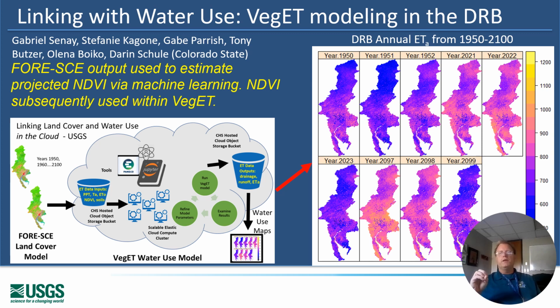And that all drives suitability. So water use, water availability, climate, and land use, closing the loop among all of those and trying to identify what the land is best able to support.